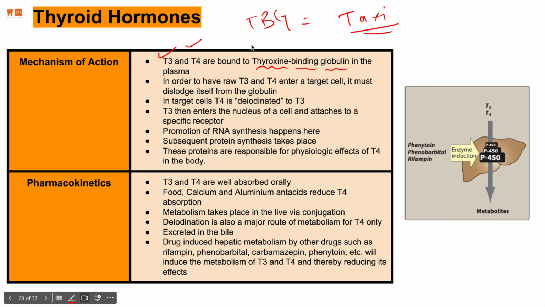Because T3, T4 enters the bloodstream near the thyroid gland, and if it needs to go to, say, for example, the kidneys, it's going to fetch a ride, right? What is that ride? This is a terrible kidney, by the way. That is not how we're writing kidneys, okay, guys? I need to improve my handwriting. Okay, apologies. So this is it. Kidney, look at that beautiful kidney. Okay, so T3, T4 takes the taxi to the kidney. In order to have raw T3, T4 enter into a target cell, it must dislodge itself from this globulin, so de-taxi.